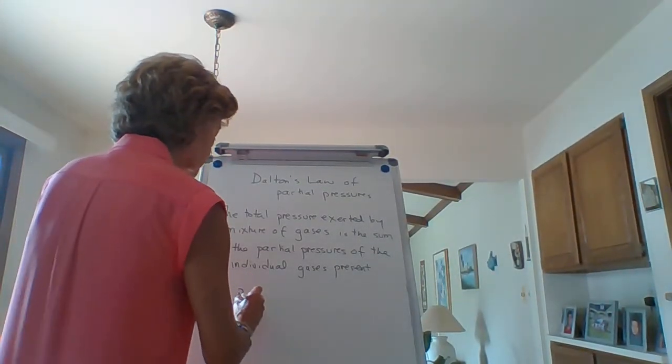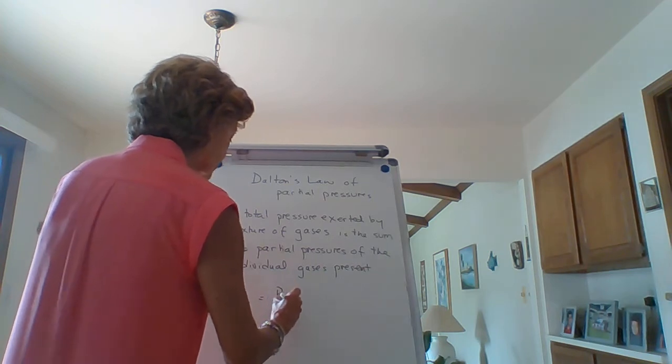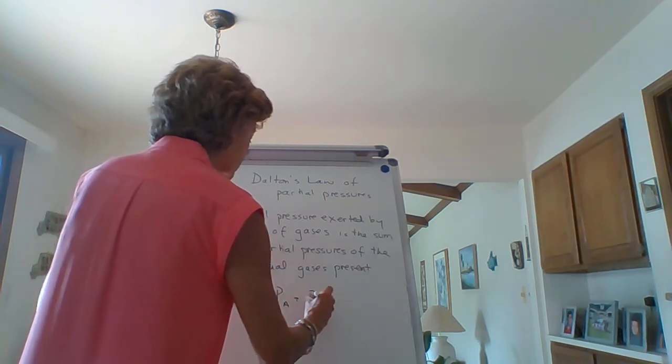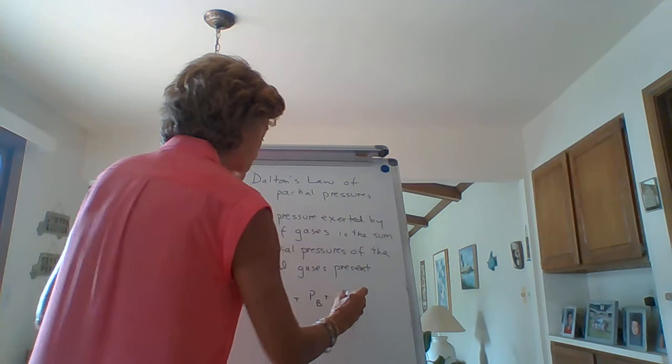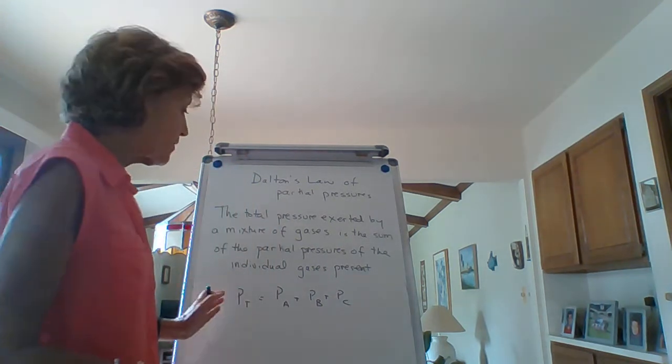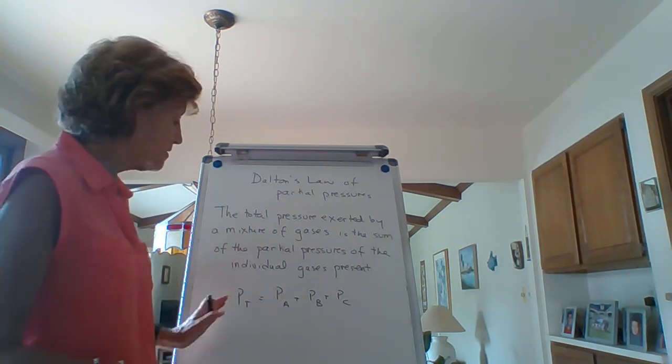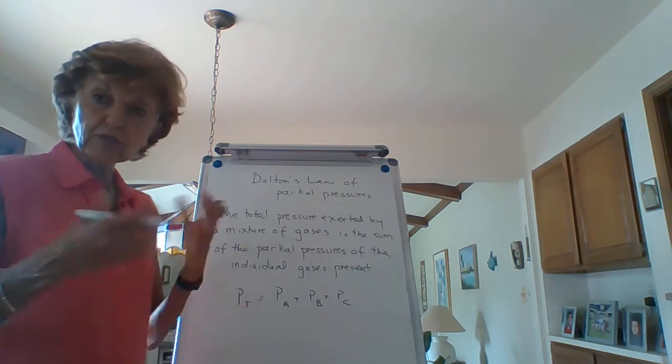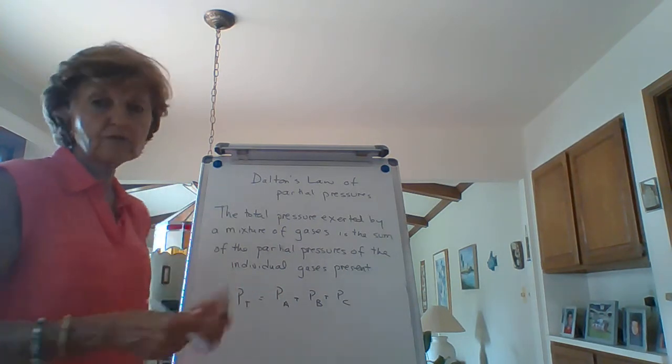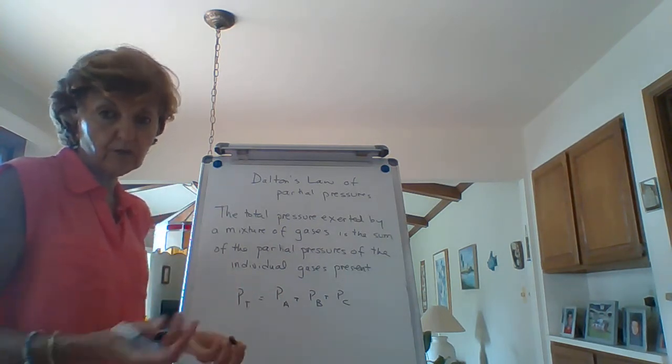Anyway, so this in a nutshell is what the equation looks like. Total pressure is equal to pressure of A plus pressure of B plus pressure of C. So if you have a container and there are three different gases, in order to get the pressure of the whole container, all you have to do is add up the pressure of the individual gases.